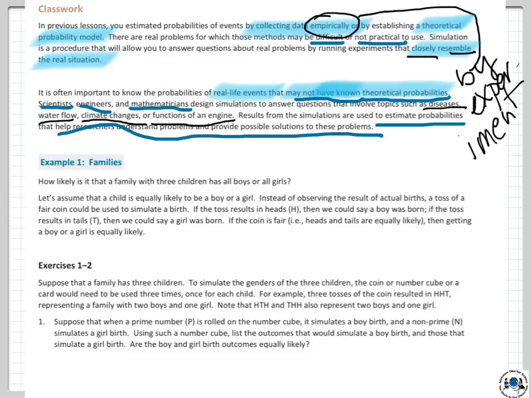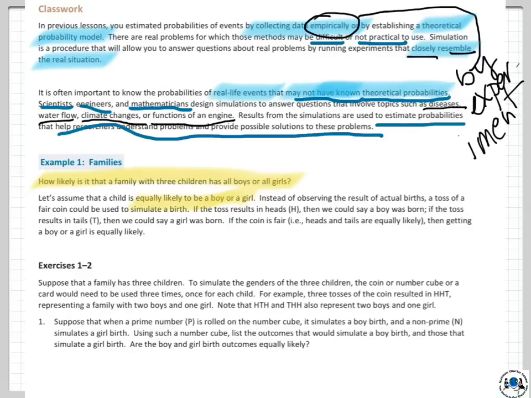Okay? All right, anyway, example 1 here starts to talk about families. Families, as you can imagine, have children. And we've seen this before. So example 1: how likely is it that a family with 3 children has all boys or all girls? We talked about this theoretically in class. Let's assume that a child is equally likely to be a boy or girl.